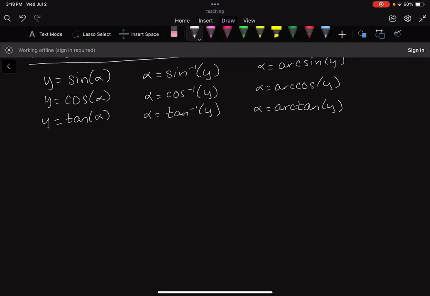Also, something to know about inverse functions is that functions must be one-to-one to be invertible.